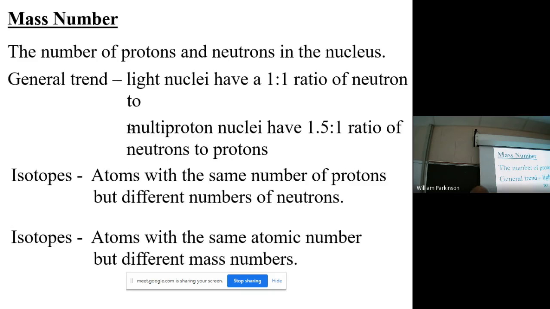So if atoms have the same number of protons but different numbers of neutrons, a fancier way of saying this is that isotopes are atoms that have the same atomic number, but a different mass number, because the atomic number counts the number of protons, and the mass number counts the number of protons plus the number of neutrons. So all atoms that are isotopes of the same element have the same number of protons for sure, if they're going to be the same atom, but they can definitely have different numbers of neutrons.